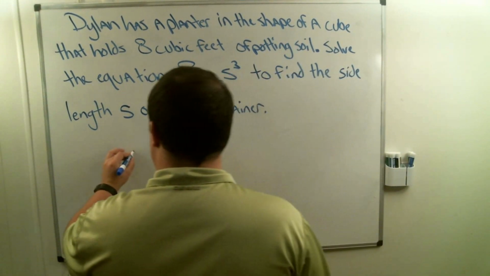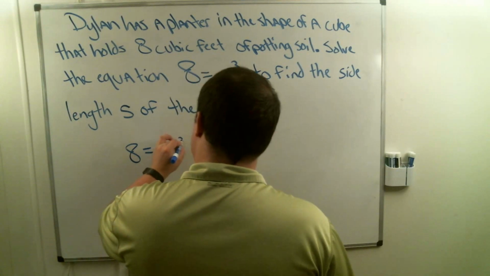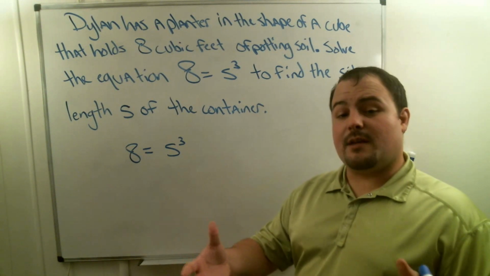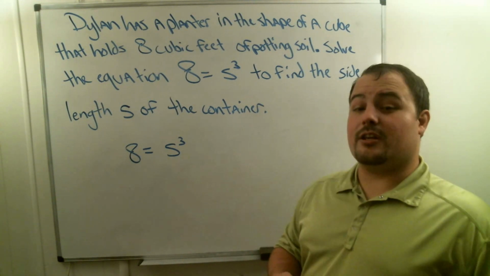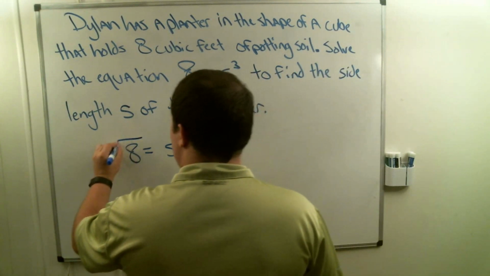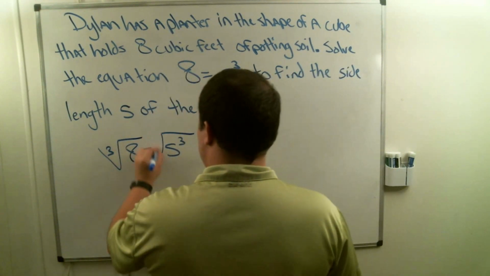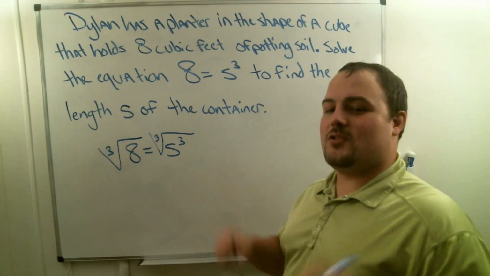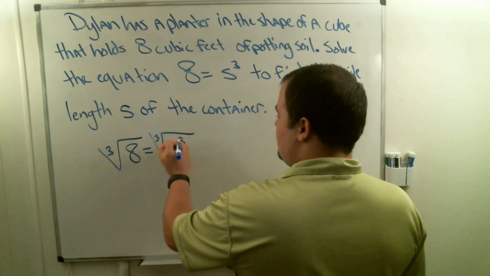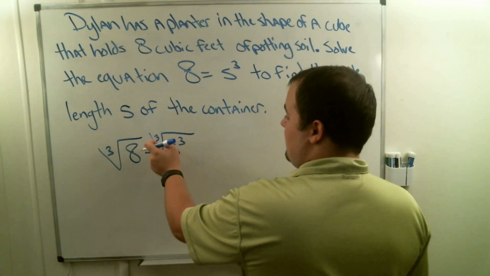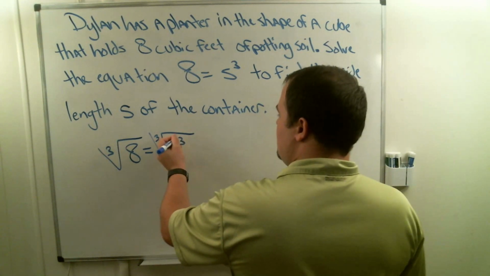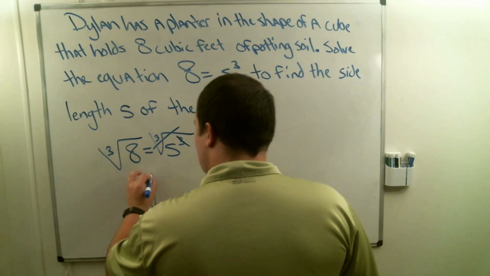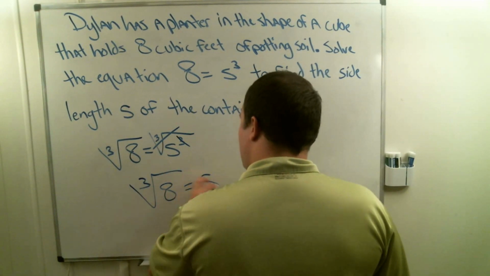So what we're going to do is we're going to write that problem down. 8 equals s to the third power. Just like we did with square roots and something to the second power, we could actually get rid of a cube by taking the cube root. So what you do is you take the cube root of the left side and you take the cube root of the right side. To get rid of a cube, you take the cube root. To get rid of a square, take the square root. So a cube root and a cube cancel each other out. We now know that the cube root of 8 will equal s.